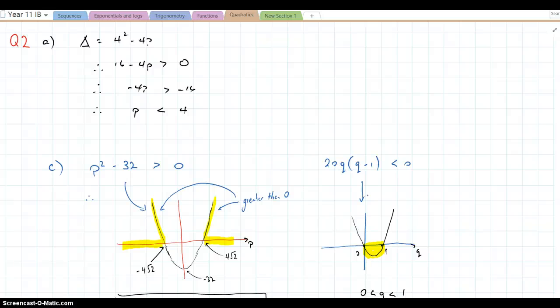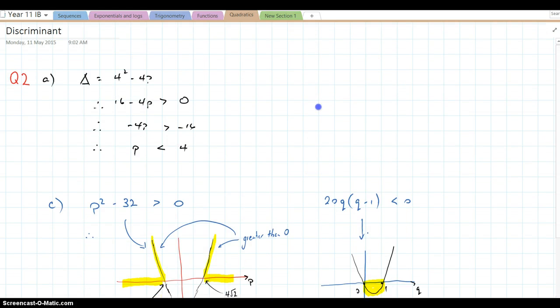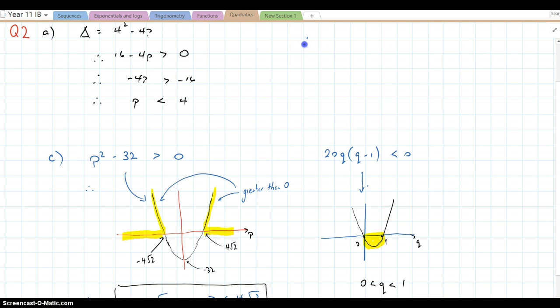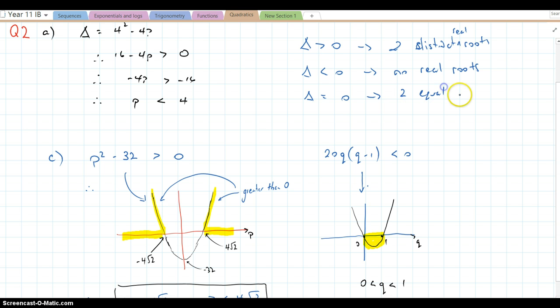So if the discriminant is greater than 0, then there are two distinct roots. If the discriminant is less than 0, then there are no real roots. I suppose I should have real in there. And if the discriminant is equal to 0, then we have what's called two equal roots, or just one root. Okay, so they're the possibilities for the discriminant.